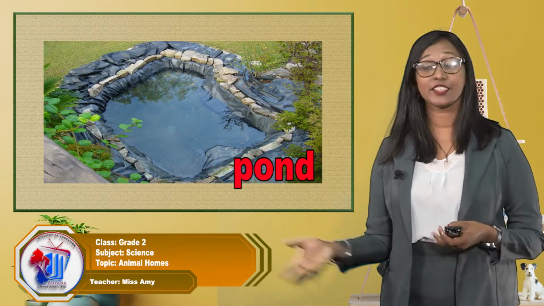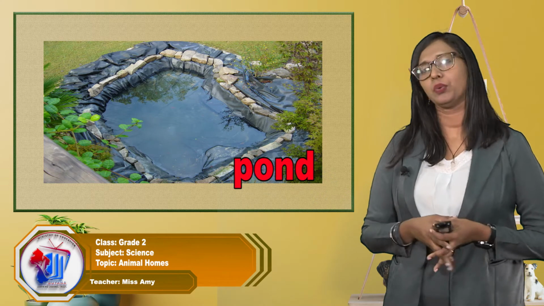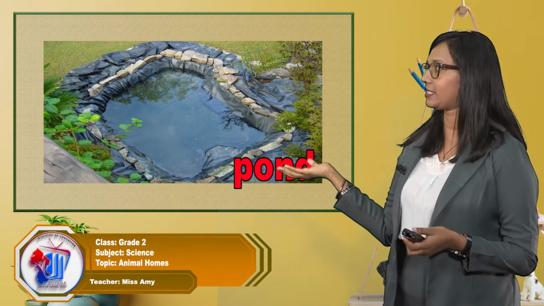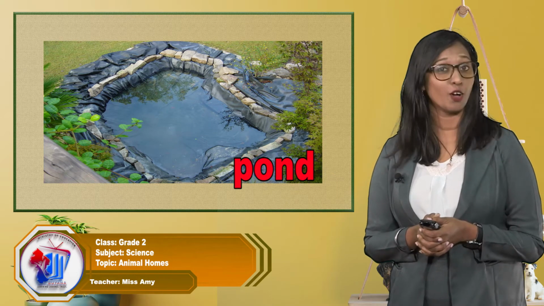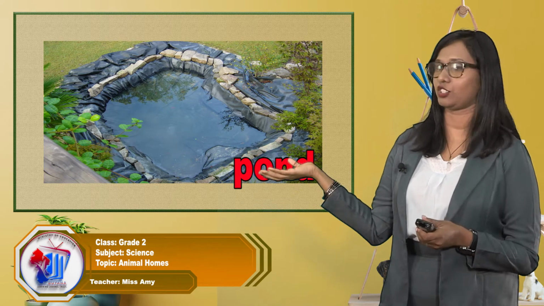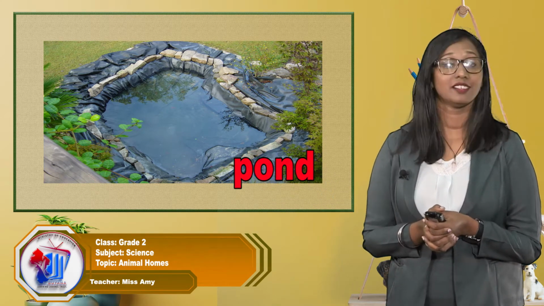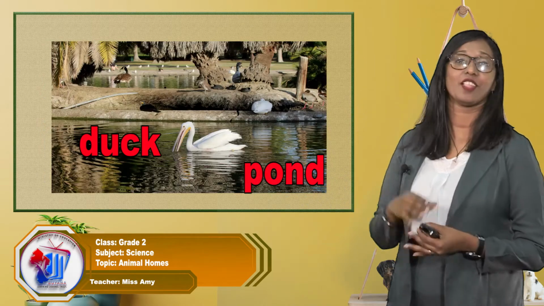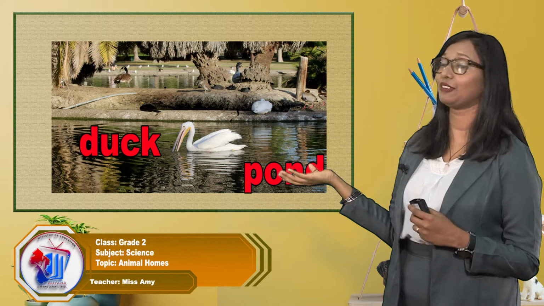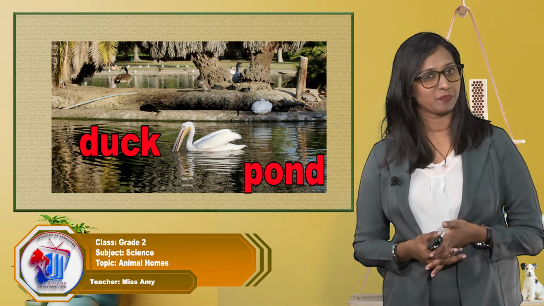Okay, boys and girls, so here is a pond. Who do you think we will find in this pond? Will we find the rabbit in this pond? No. Will we find a sheep in this pond? Oh no. We will find a duck. Ducks, they live in a pond. So boys and girls, animals have their homes and their homes have special names.